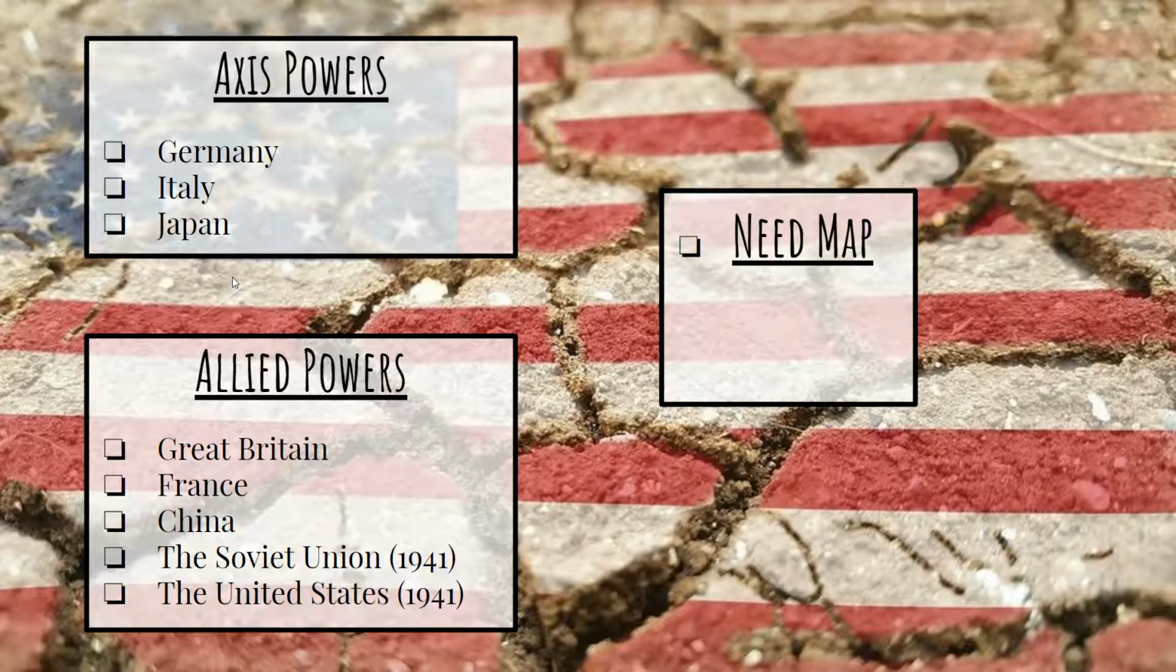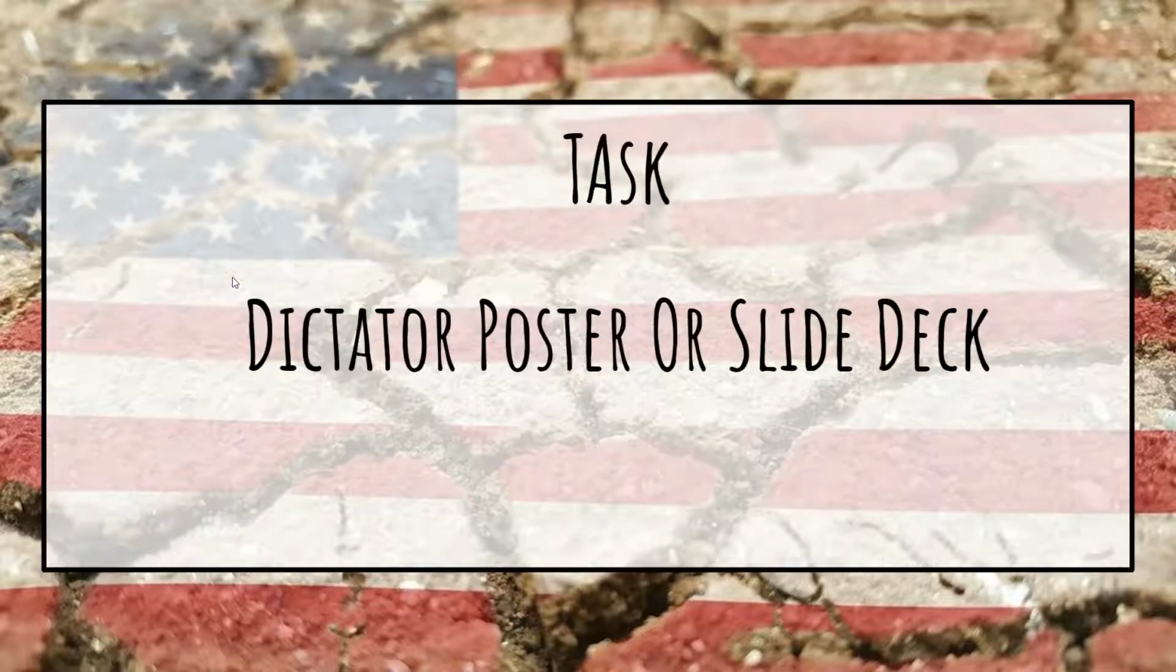So what happens at the beginning is the Axis powers and the Allied powers are going to form. That's an alliance. The Axis powers include Germany, Italy, and Japan. The Allied powers are Great Britain, France, and later the Soviet Union when Hitler attacks them, and the United States when they ultimately get pulled in after the attack on Pearl Harbor. Okay, so that is the end of part one notes.